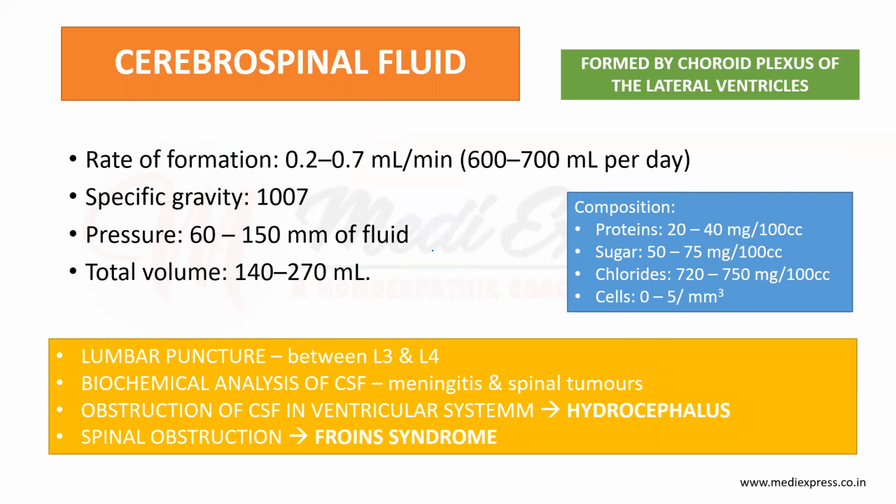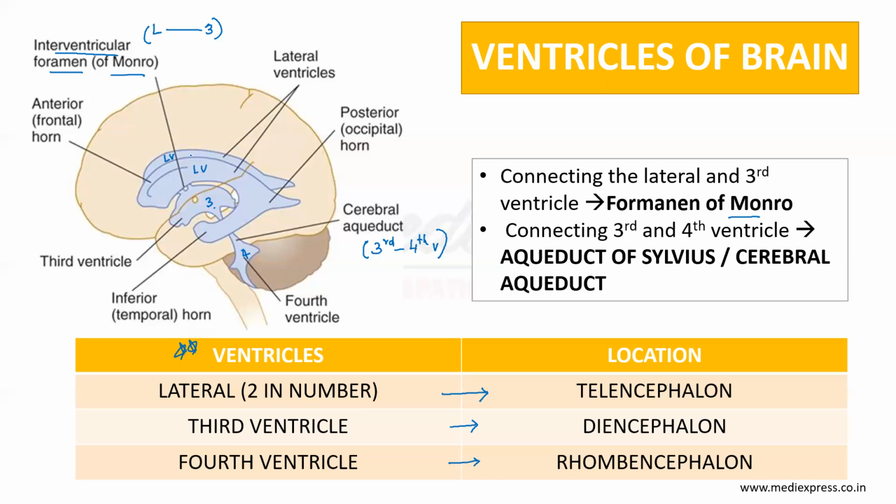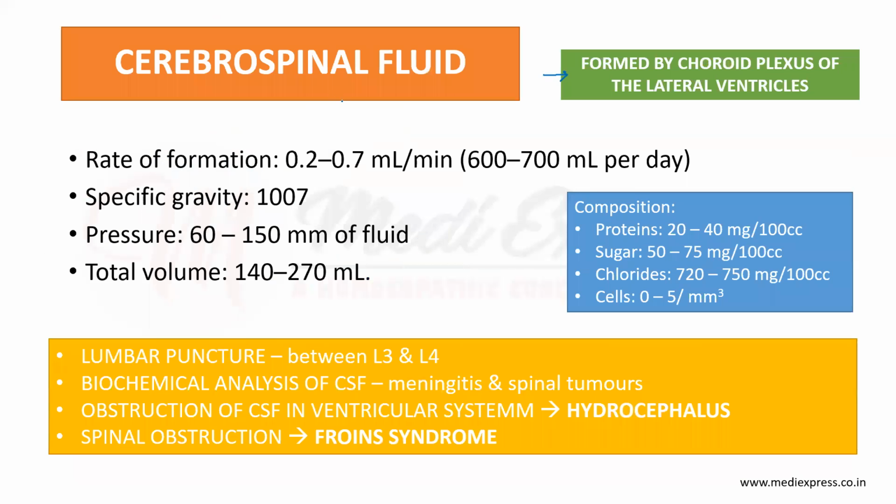Now, cerebrospinal fluid is formed by the choroid plexus of the lateral ventricles. From the choroid plexus of these lateral ventricles, we have the cerebrospinal fluid. Now, we need to know the rate of formation of cerebrospinal fluid. It can be asked whenever. The rate of formation is 0.2 to 0.7 milliliter per minute, or per day, it is 600 to 700 milliliter per day.